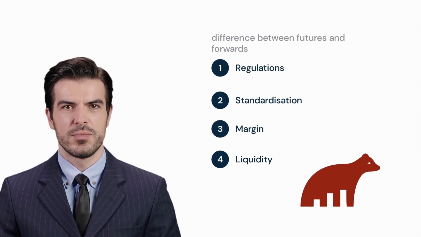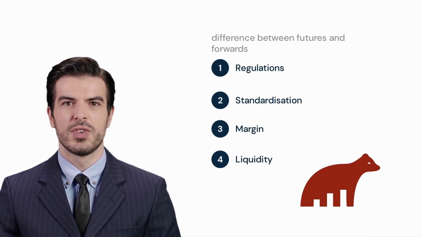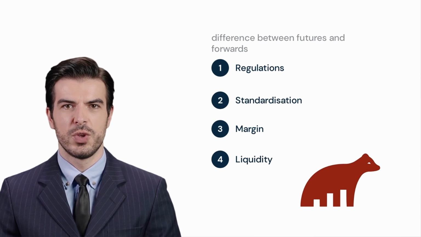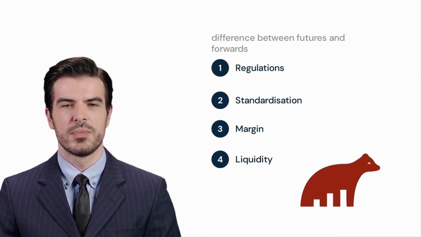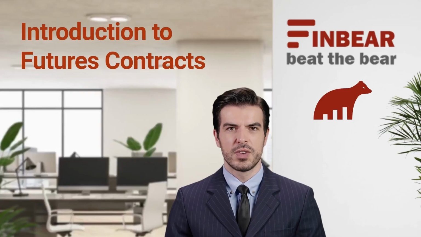3. Margin. Futures contracts require a margin deposit to maintain the fairness of the contract, while forward contracts do not require a margin deposit. 4. Liquidity. Futures contracts are more liquid than forward contracts because they are traded on a regulated exchange with many market participants. In summary, futures contracts are more regulated, standardized, and liquid than forward contracts, which are more flexible and customizable.